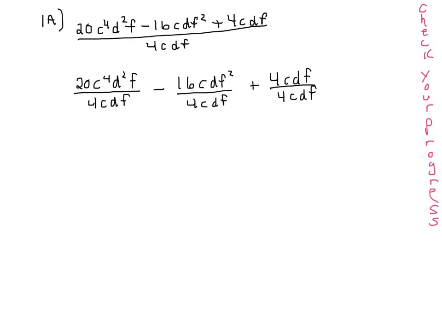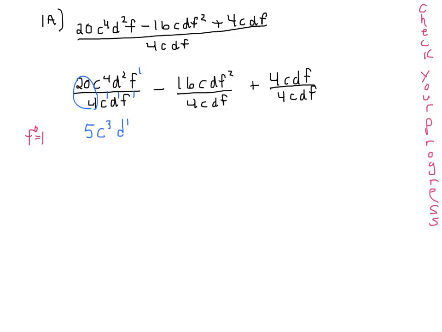You start with 20 divided by 4, which is 5, and then C, the power of 4 subtract 1 is C to the 3rd. On the D's, the exponent is 2 and 1, so that's D to the 1. And then notice F has 1 and 1. When you subtract that, you get F to the 0. What is F to the 0 power? F to the 0 power is just 1.